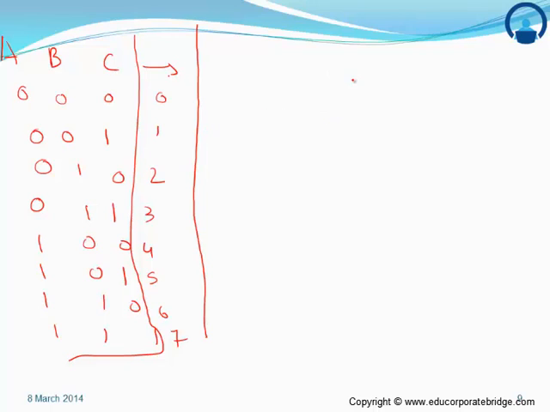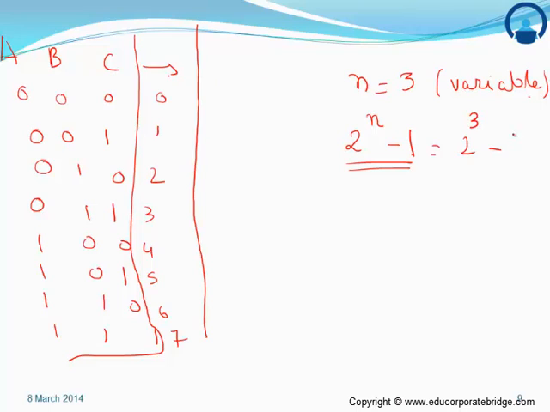Now we can check out where n is 3, that is, n equal to 3 variables. We can get the total number of bits as 2 raised to n minus 1. That is, here we are getting from 0 to 7. If we put n equal to 3 here, 2 raised to 3 minus 1 gives 8 minus 1, which is equal to 7. We can see that we are getting the number of expressions from 0 to 7.